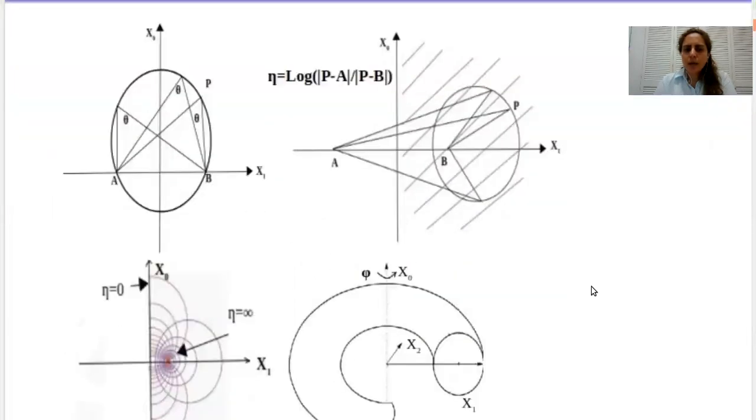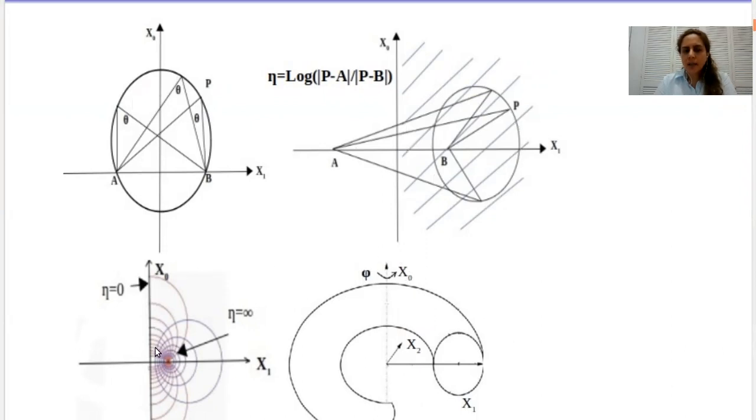As you can see on my screen, eta is the logarithm of the distance AP over PB, where A and P are foci and P is a point on the circle. Theta is the angle APB, and the angle phi is around the x0 axis.